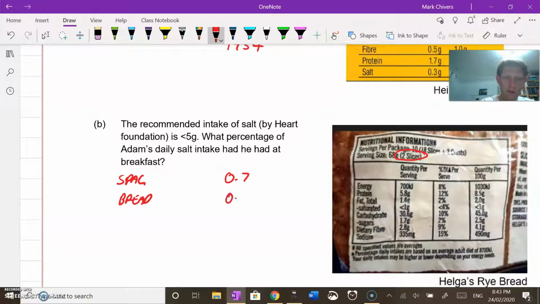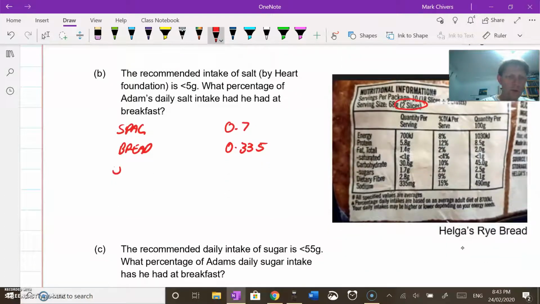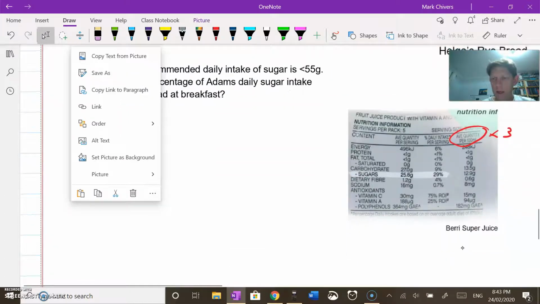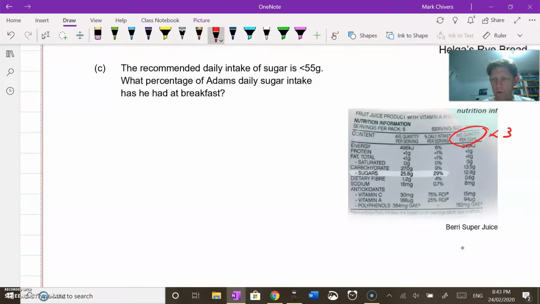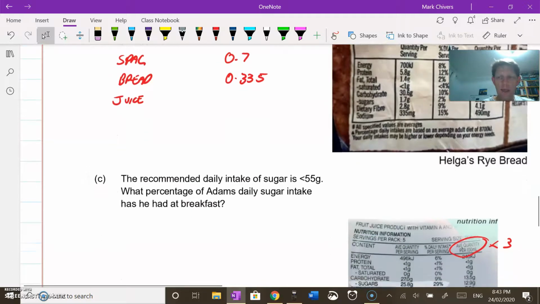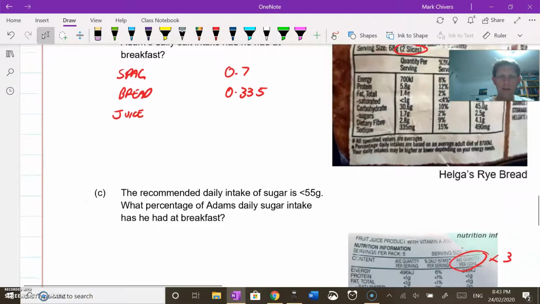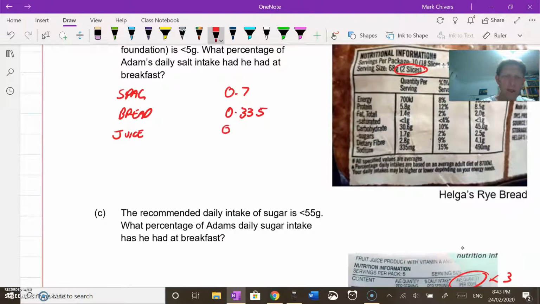So that's going to be 0.335. And then finally for the juice, once again, we're going to have to take the per 100 and times it by 3. So once again, for sodium there, it's 8 milligrams. If we take 8 milligrams and multiply that by 3, that's going to be 24 milligrams. So that's going to be 0.024.